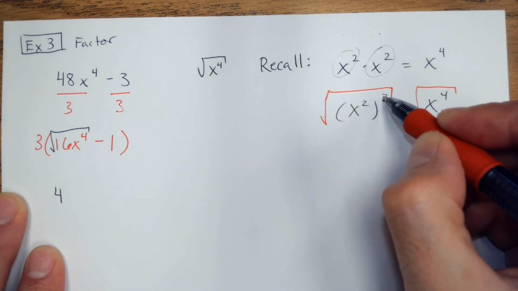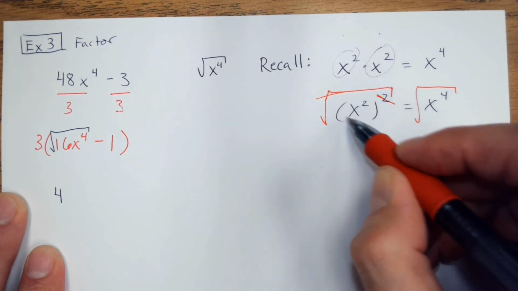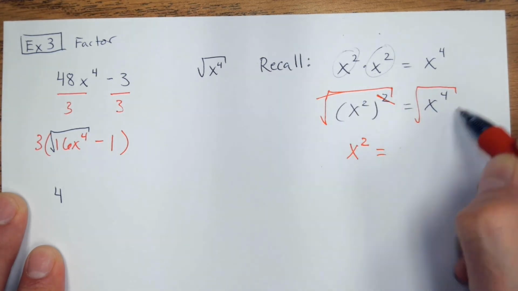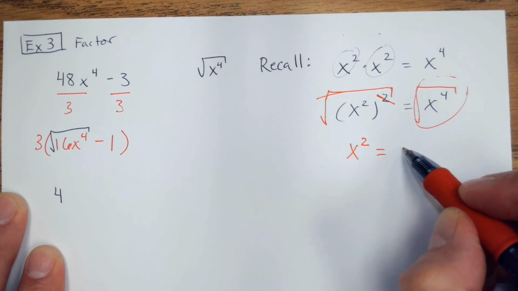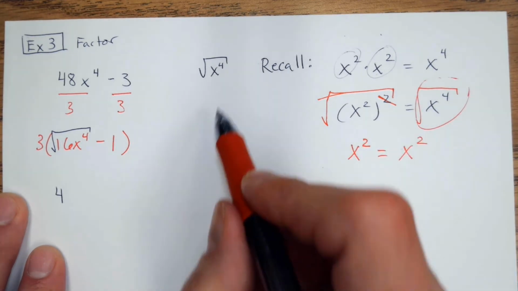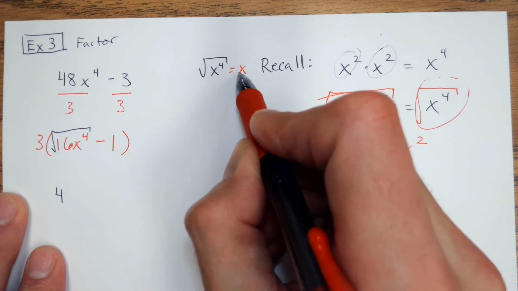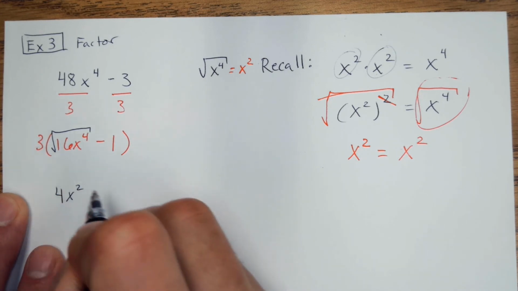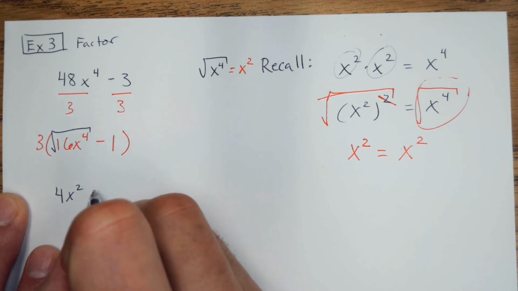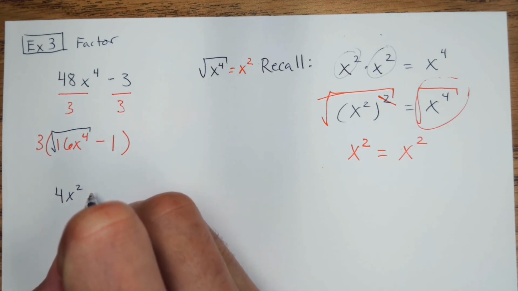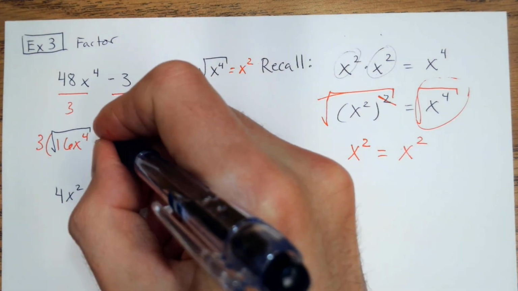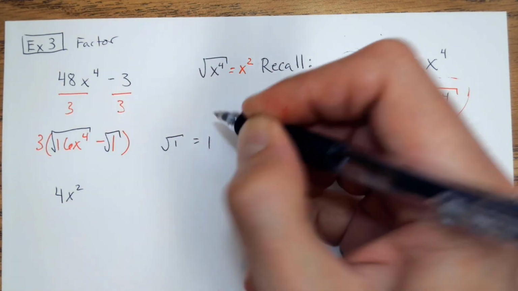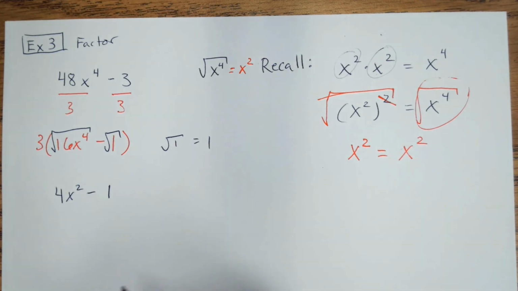then the square cancels out with the square root. I'm left with the inside, x squared. So that means the square root of x to the fourth must be x squared. You're just cutting the exponent in half pretty much. So the square root here becomes 4x squared. The square root of 1 is just 1. And I still have the minus there.